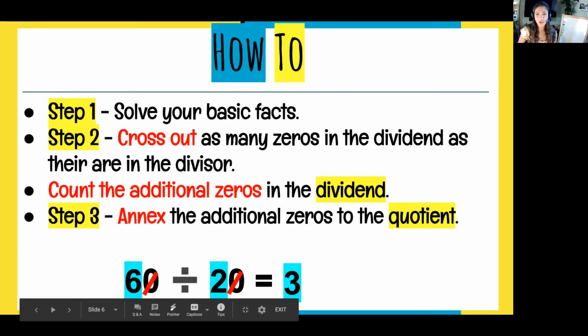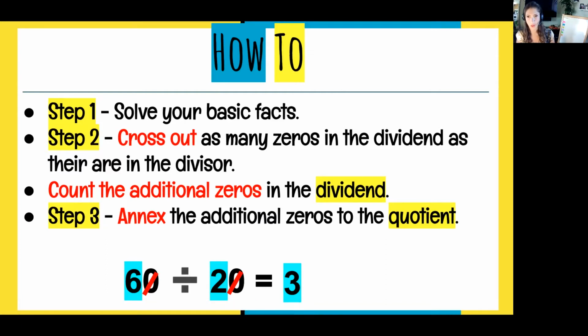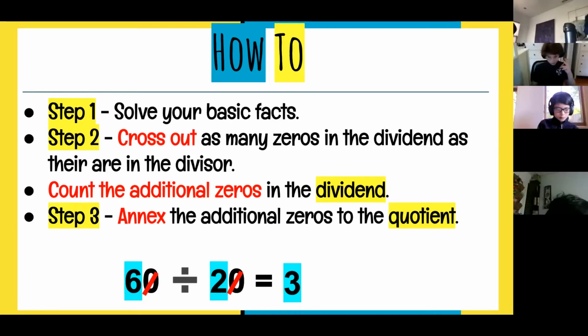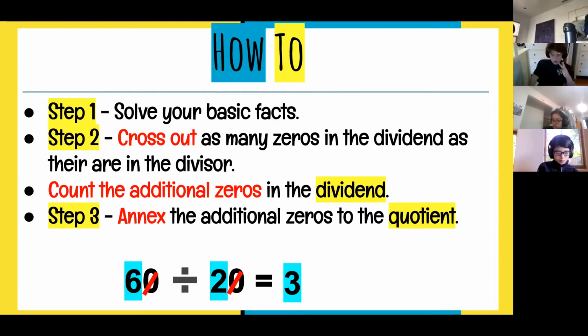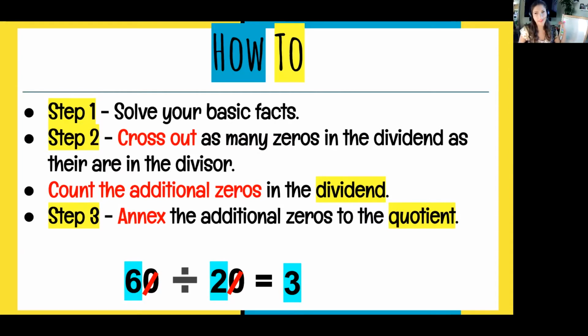How could you check this to make sure? You multiply. What would you multiply? 3 times 20. 3 times 20 is 60? Yeah. Then we are in the clear, good to go.